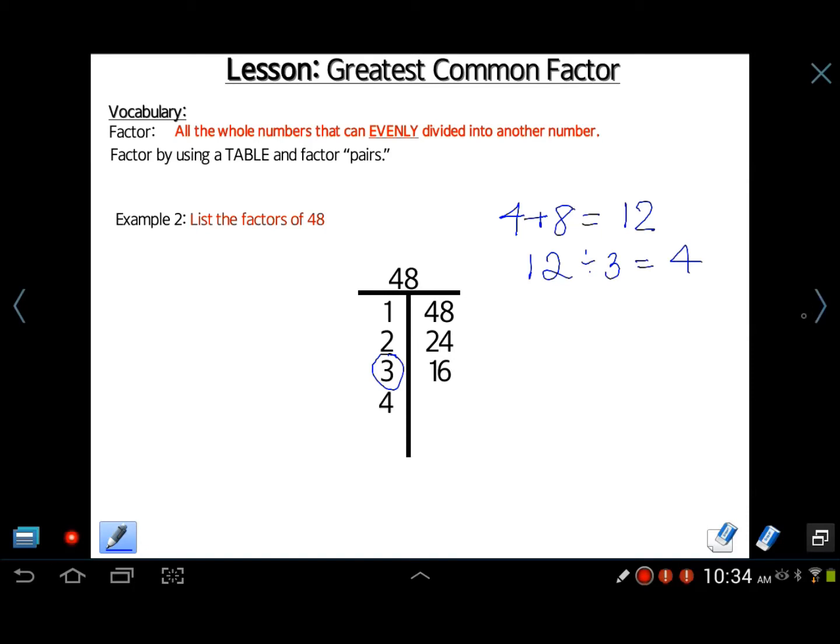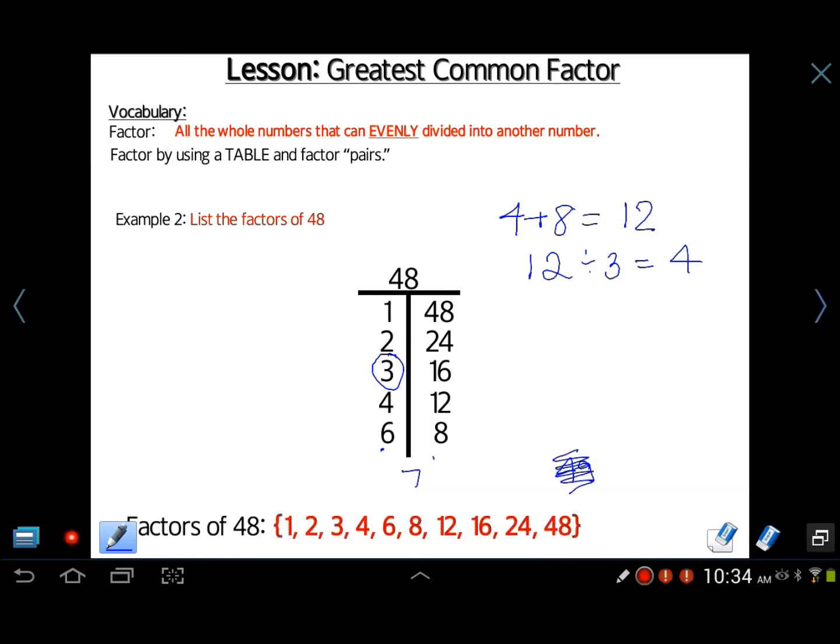4 pairs up with 12. 4 times 12 is 48. 6 pairs up with 8. And that is it. We're done. The only number in between 6 and 8 is 7, and 7 does not divide into 48. 7 divides into 49, but that's not our number. And there's all of our factors listed out.